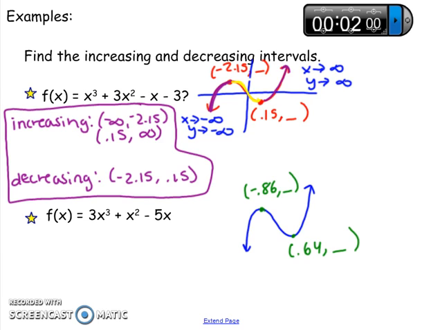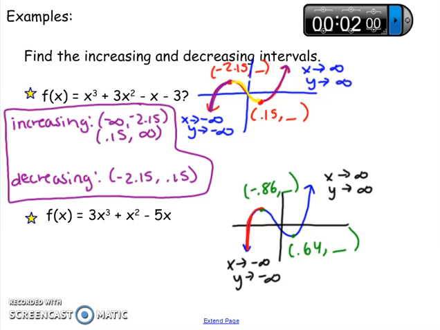So again, if we draw this on a coordinate plane, x is going to be negative infinity, y is going to go towards negative infinity, x is going to go towards positive infinity, y is going to go towards positive infinity. So we're going to take our increasing first. Okay, so it's increasing, and then it decreases, and then it increases again.